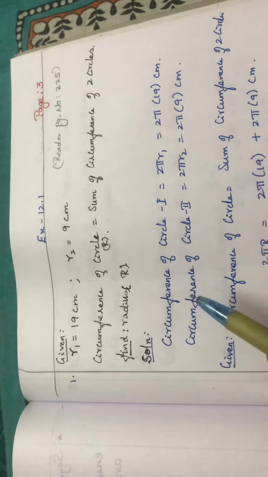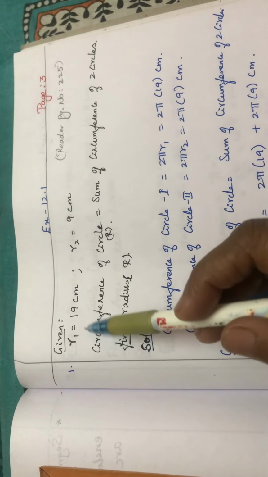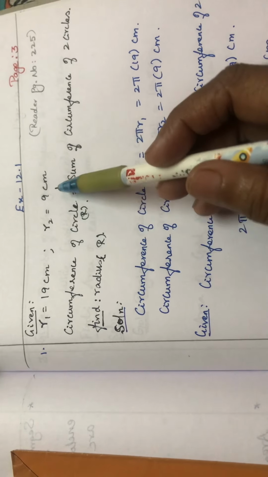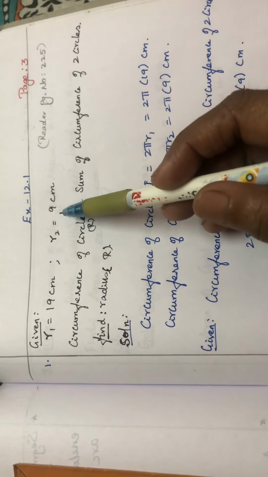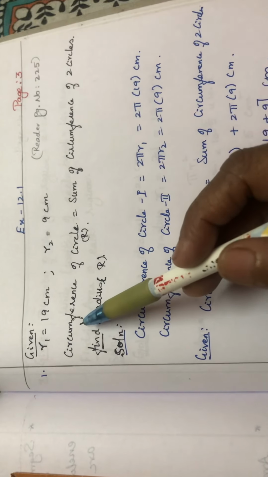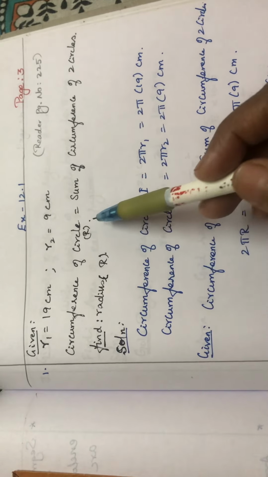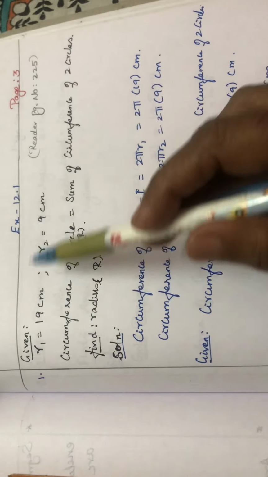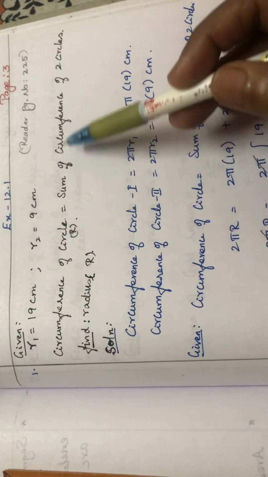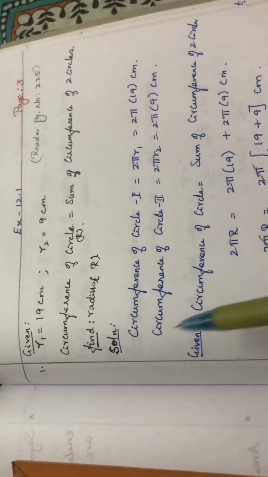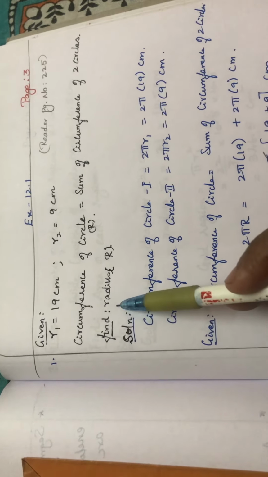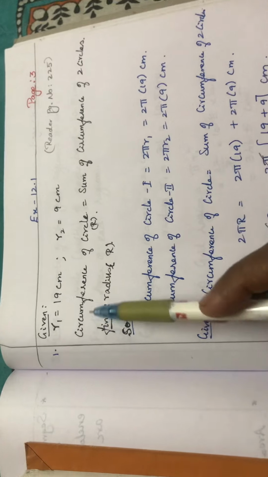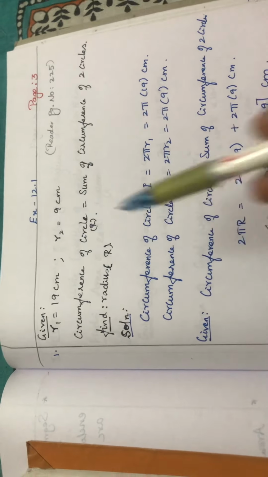Exercise 12.1. So, what information is given? The first radius is given as 19 centimeters, so I am writing it as R1. R2, the second circle radius, is given as 9 centimeters. Then this line is given: the circumference of the bigger circle we are finding is equal to the sum of the circumferences of these two circles. You are going to find the radius of the newly formed bigger circle, that is capital R. R1 and R2 are the information given.